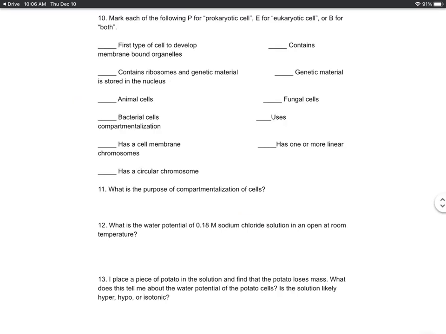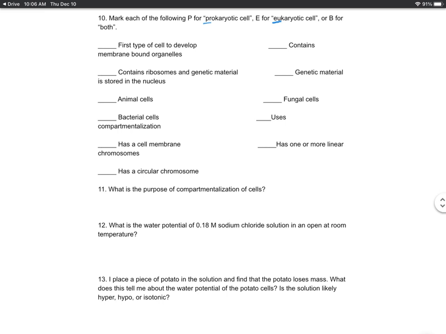Difference between prokaryote and eukaryote. If you remember that eukaryote is you, right? So you are made of eukaryotic cells, as are all animals, plants, fungi, all multi-celled organisms. And then the prokaryotes are mostly bacteria.